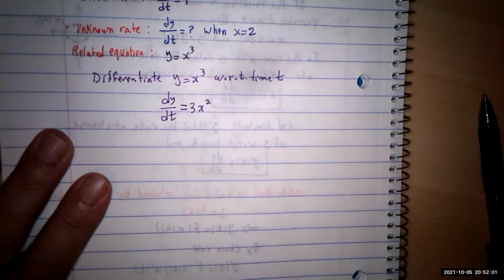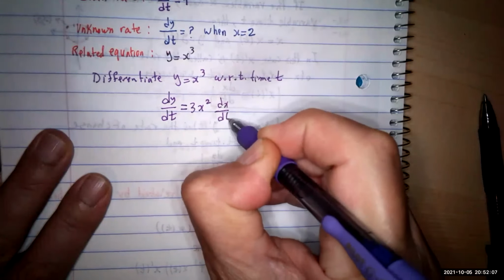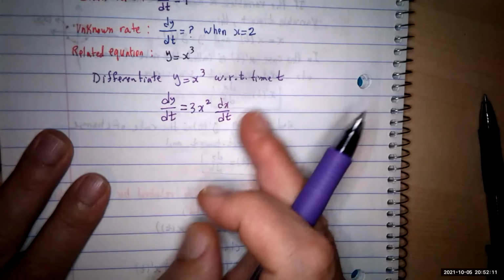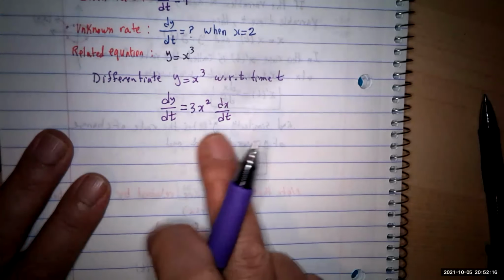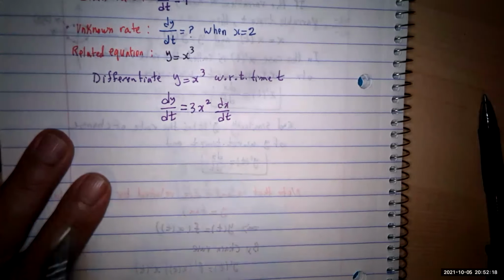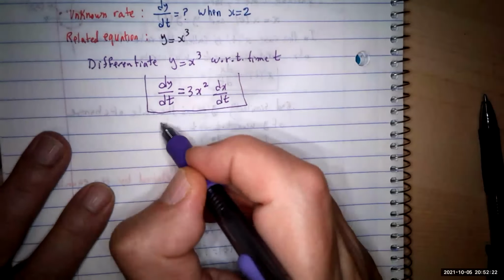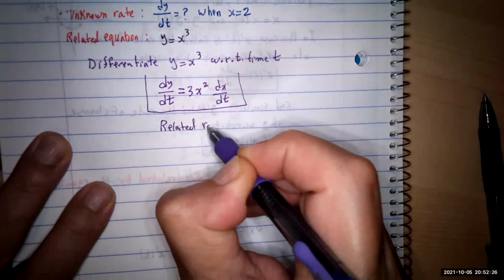It's like u prime that we did before. So the rate of x would be dx/dt. See? So you differentiate whatever is given to you just using the power rule, but make sure you multiply by the u prime, multiply by the rate of x. This is going to be called, as we did before, the related rates equation.